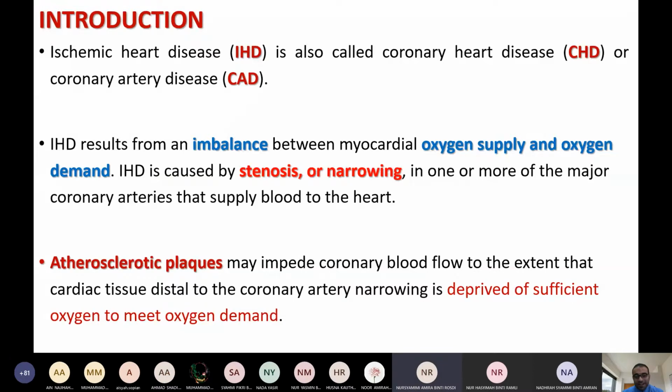Okay, and we hear all the time about the stenosis or the narrowing or the partial blockage of the artery, caused by atherosclerosis. Lipid plaques accumulate and cause partial occlusion of the artery. This partial occlusion will impede the coronary blood flow, and sometimes it will be a gradual blocking until there is significant narrowing of the artery.